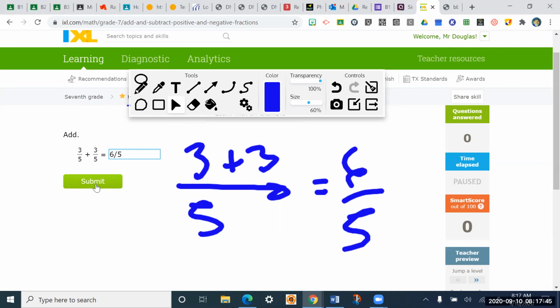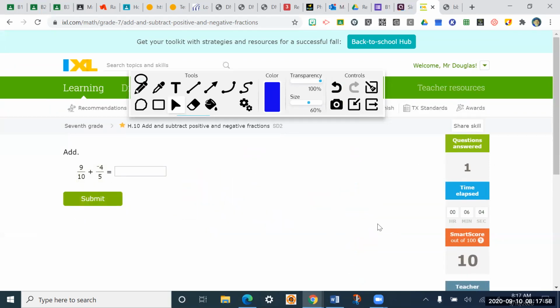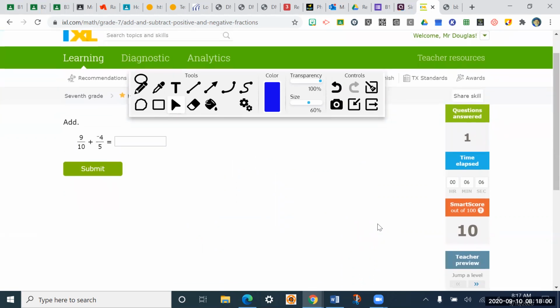5 goes into 6 once, one whole time. 1 whole 5 can be taken out of 6, and there's 1/5 left. So normally we would write 1 and 1/5. But see, they do accept unsimplified. All right, clear. Let's do another one here.